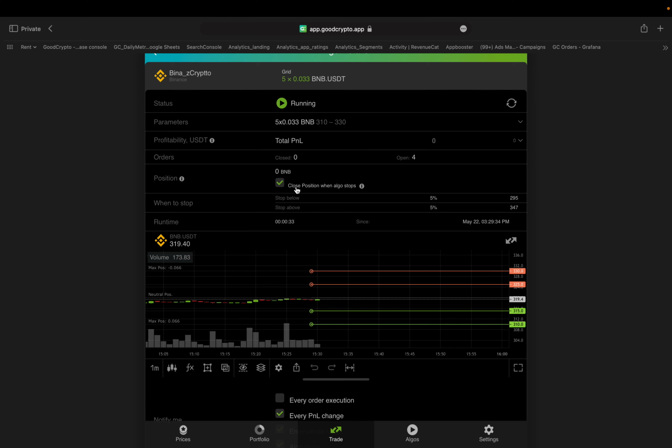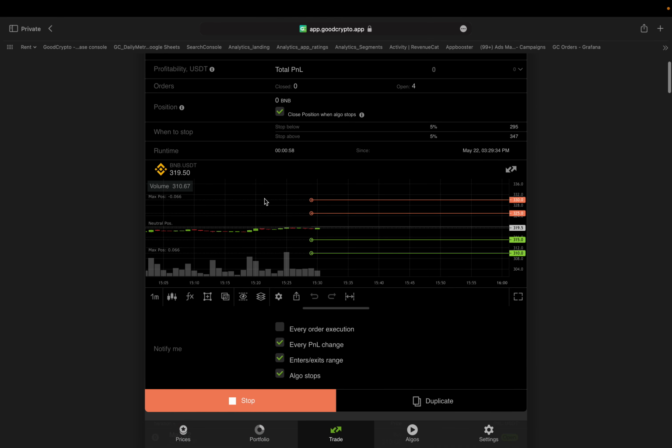As I said, this close position on algo stops checkbox remains. You can edit it once the grid actually started. You cannot edit stops at the moment, but it's something that is probably going to come to the app. So you might be looking at this screen now, and you can actually see that the stops can be edited or turned off after it has launched. But yeah, that's something that's coming to the app.